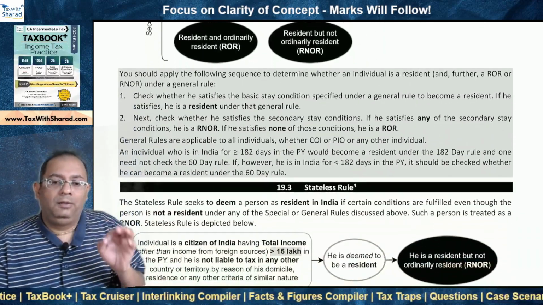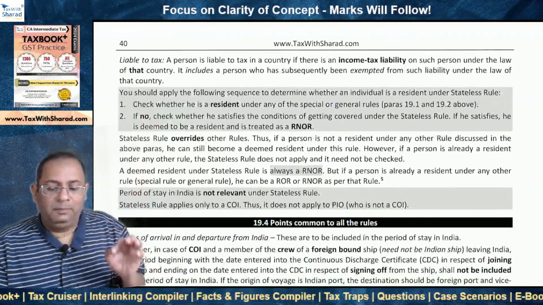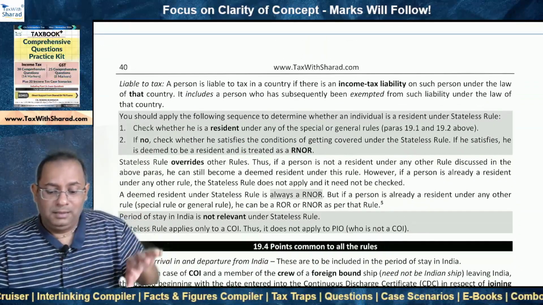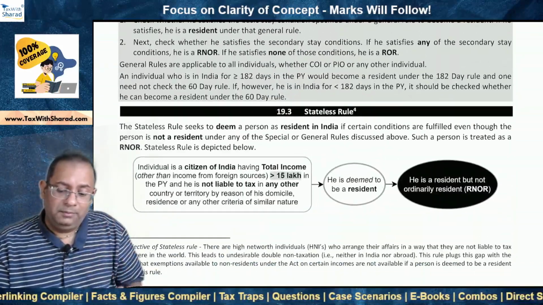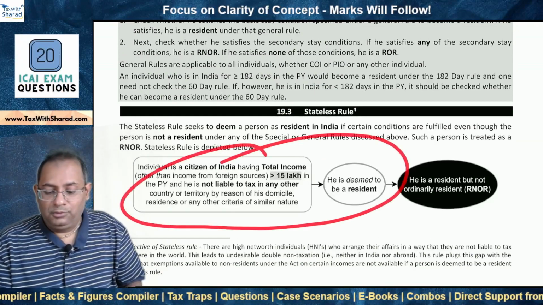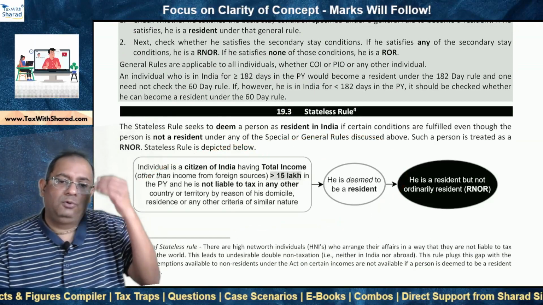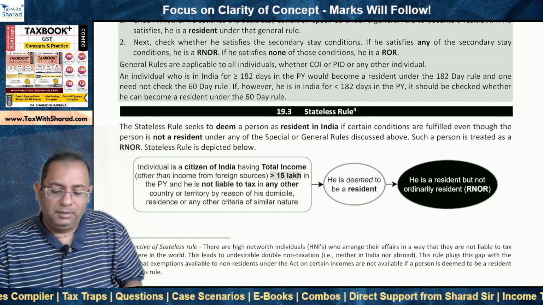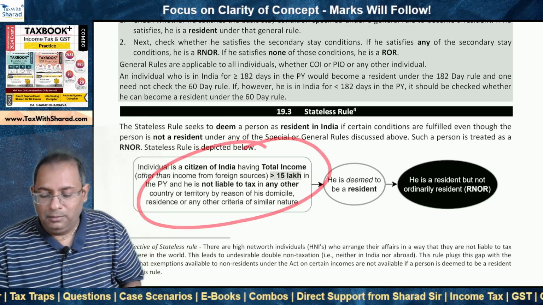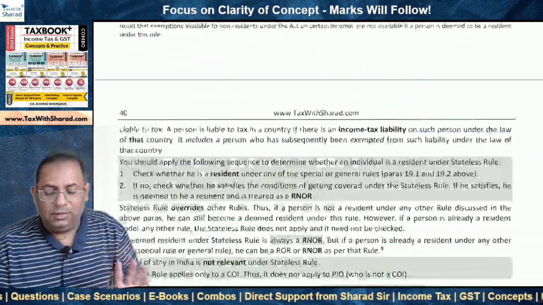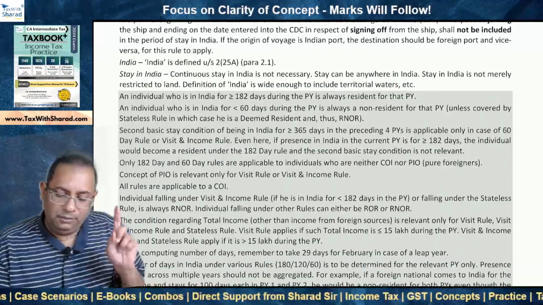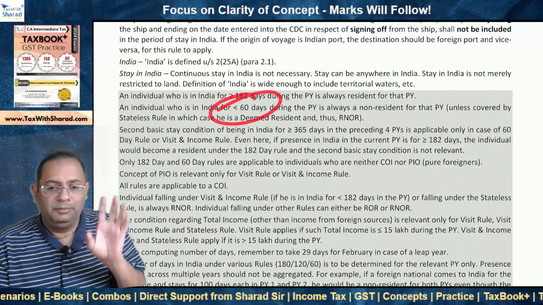So the person will not be a resident, the person will become a non-resident if the person is less than 60 days. The only exception is that the person is covered under the stateless rule. Because even if there is no presence at all in India during the year, the person, if falling under the stateless rule, will become a RNOR. So if this is not the case, then the person will be a non-resident if the person is in India for less than 60 days in the previous year.